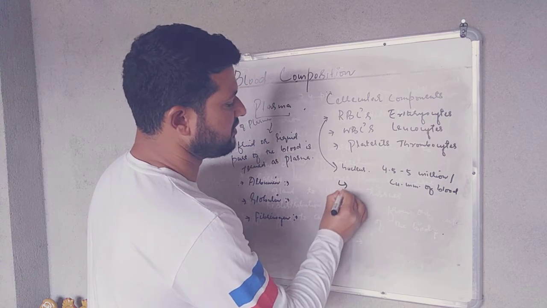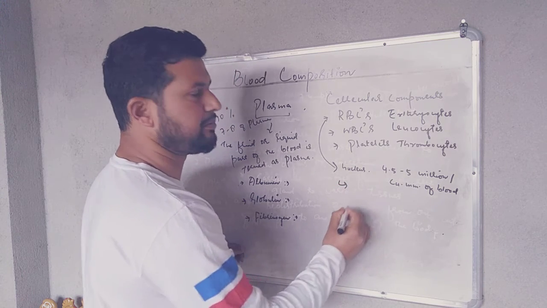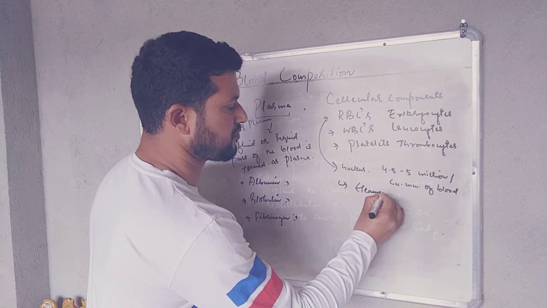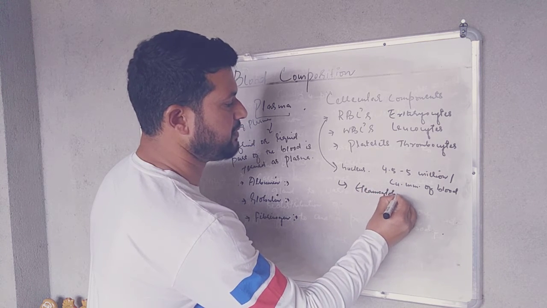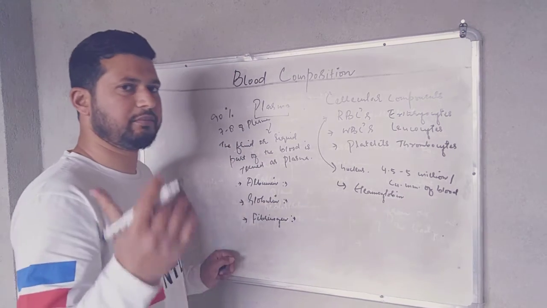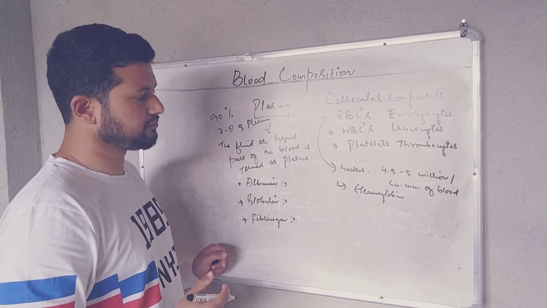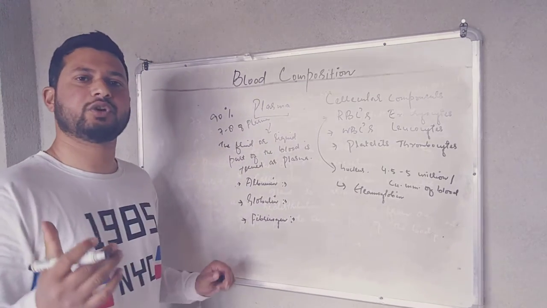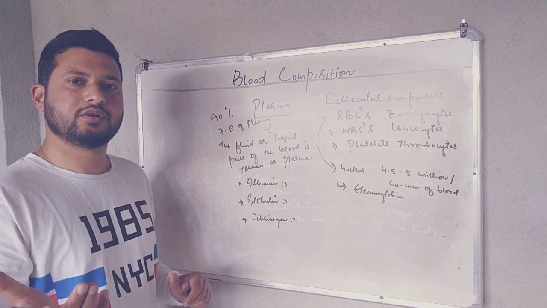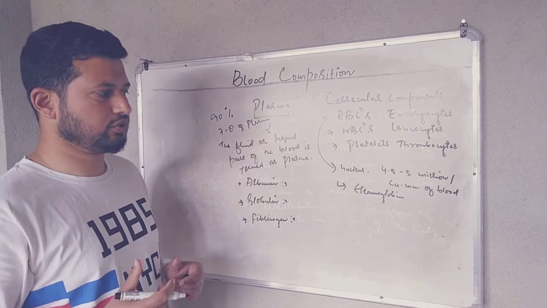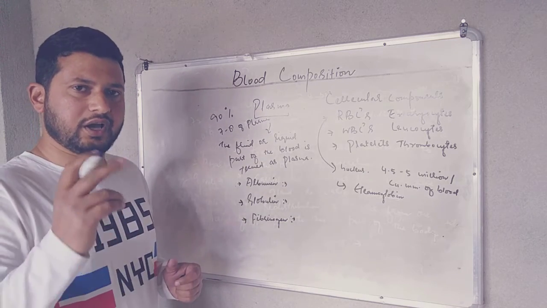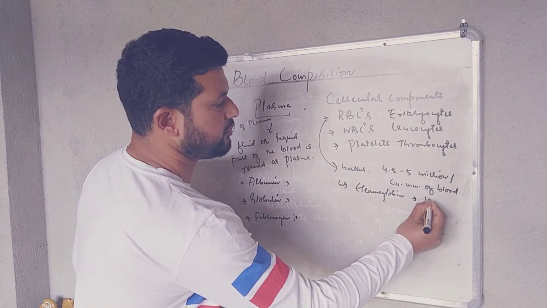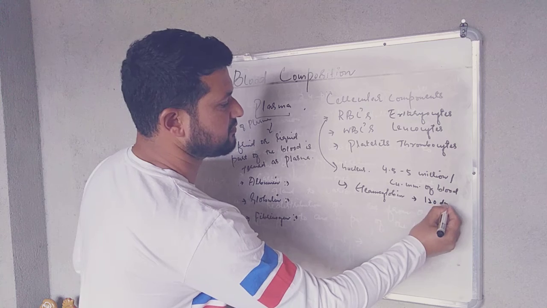These RBCs contain the respiratory pigment, that's the hemoglobin. It's because of this pigment the blood appears red in color, and this pigment helps in the transportation of oxygen to various tissues of the body. The average lifespan of these RBCs is 120 days.